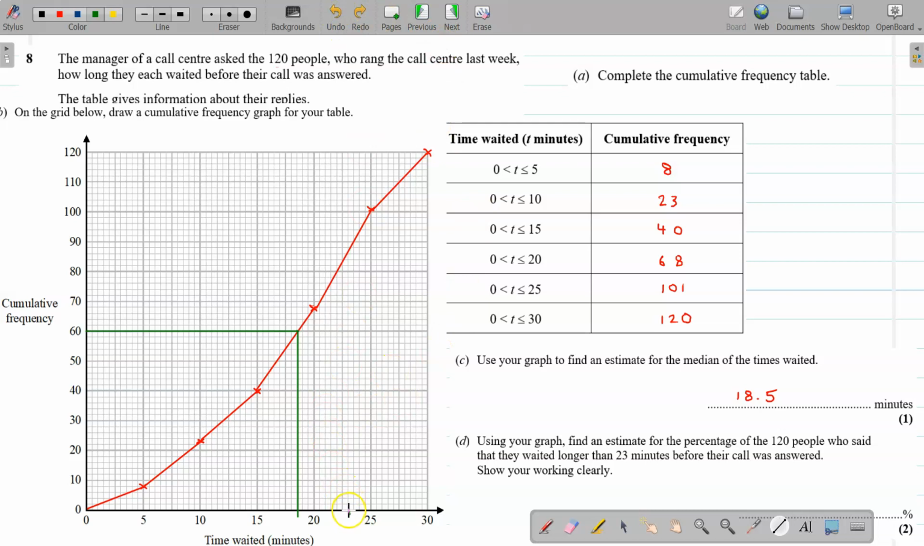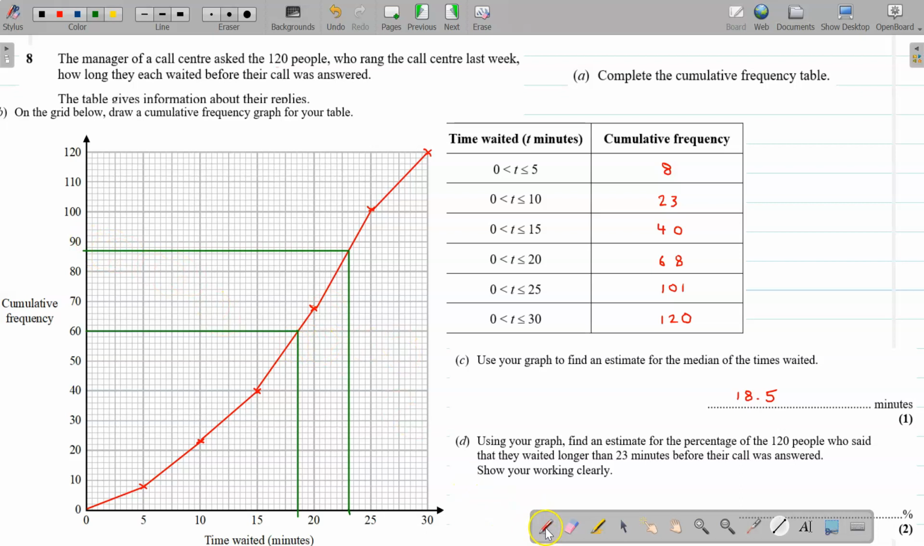Try and get it on the line if you can. Okay, 23 is there. Touch the graph and then take it across horizontally to there. Now, you read that off. Now, that looks to me to be 87 people.